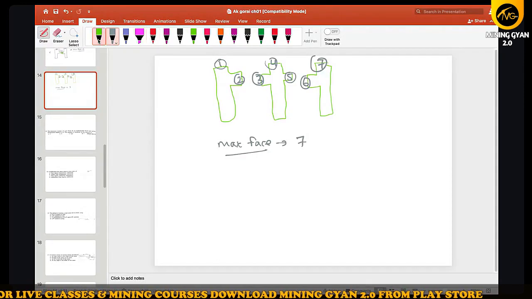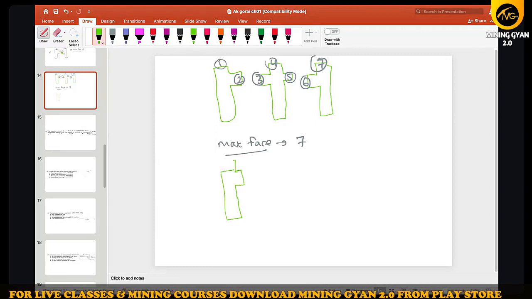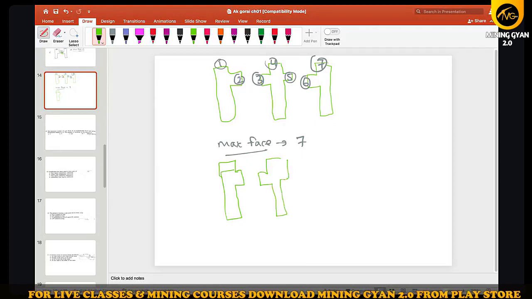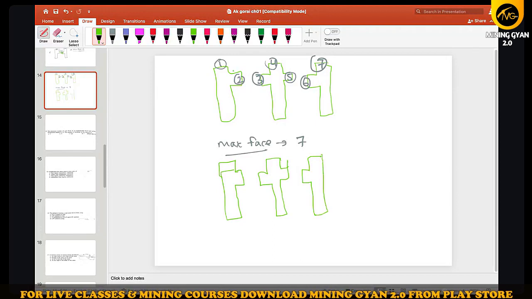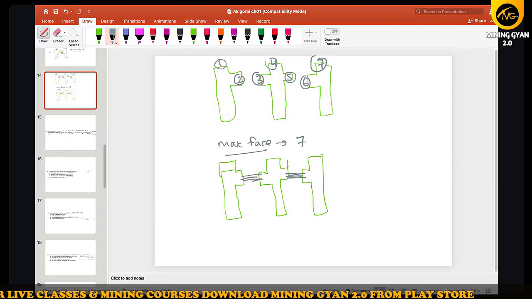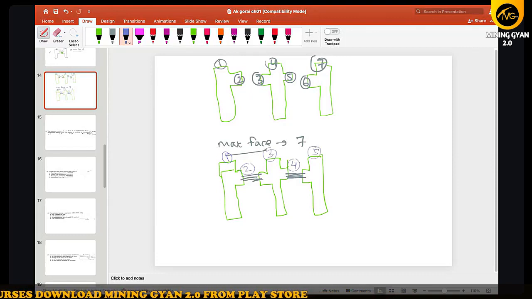And similarly for the 3 headings, if he asks us the minimum phase, then we will consider this as one phase and count it again. So in this case 1, 2, 3, 4 and 5. So the minimum phase will be 5.